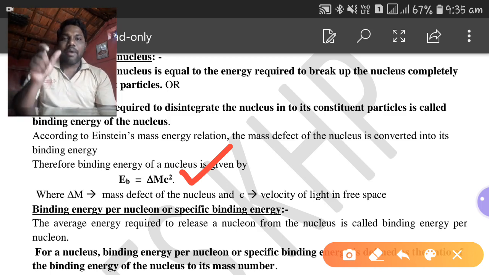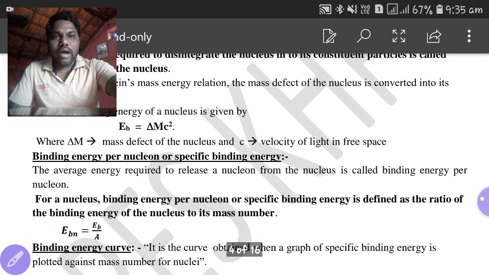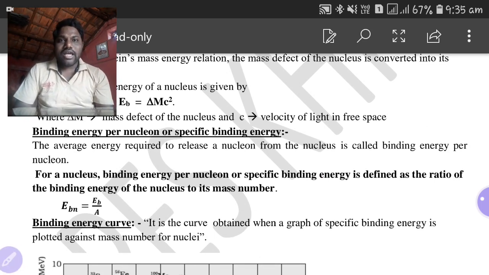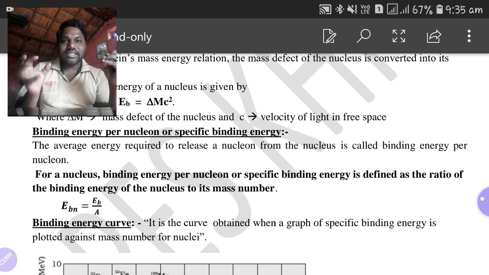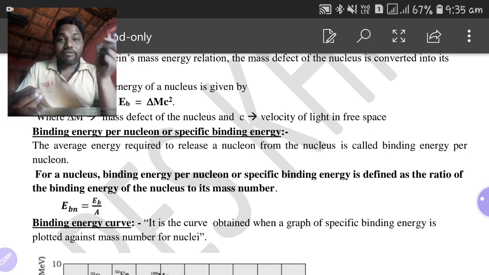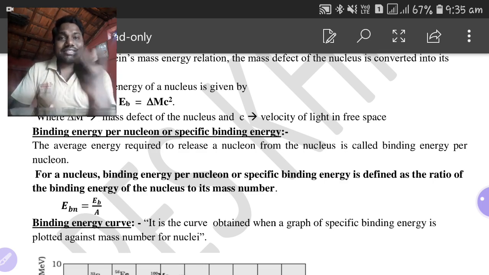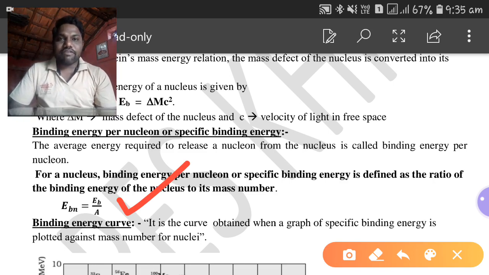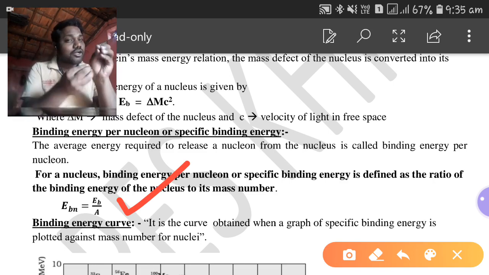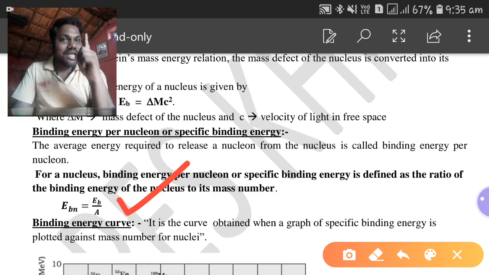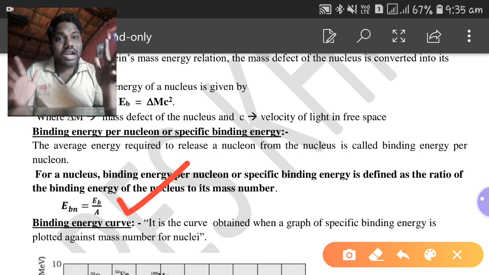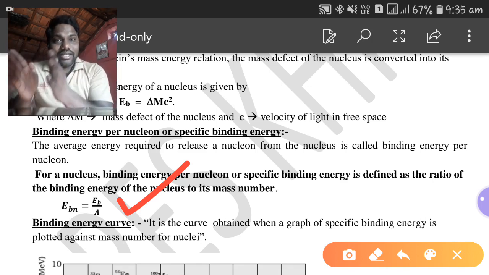And we discussed binding energy per nucleon. Binding energy is the amount of energy required to separate all the nucleons, and binding energy per nucleon, or specific binding energy, is the amount of energy required to separate one nucleon from the nucleus. It is given by binding energy divided by mass number. Here the mass number is the total number of nucleons present inside the nucleus. Remember, the mass number is the total number of protons and neutrons present inside the nucleus.